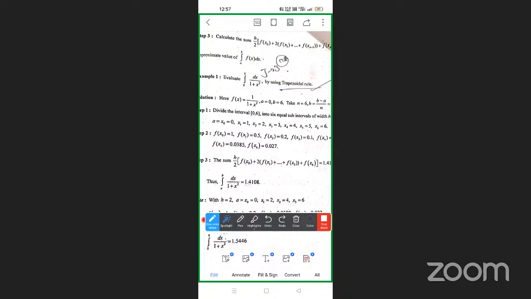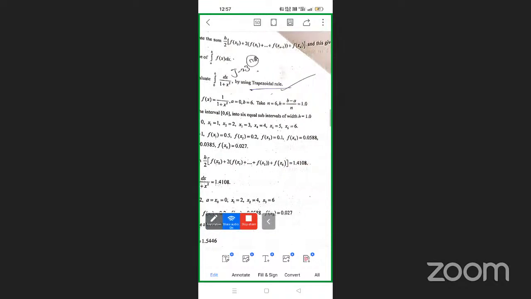Applying the trapezoidal rule: h by 2 into f of x0 plus 2 into f of x1 plus up to f of x5 plus f of x6. That is the first term plus the last term, f of x0 plus f of x6, plus 2 into all the remaining terms, f of x1, f of x2, f of x3, f of x4 plus f of x5. After simplification, we get 1.4108. h is nothing but the length of the interval, so here the h value is 1 by 2.